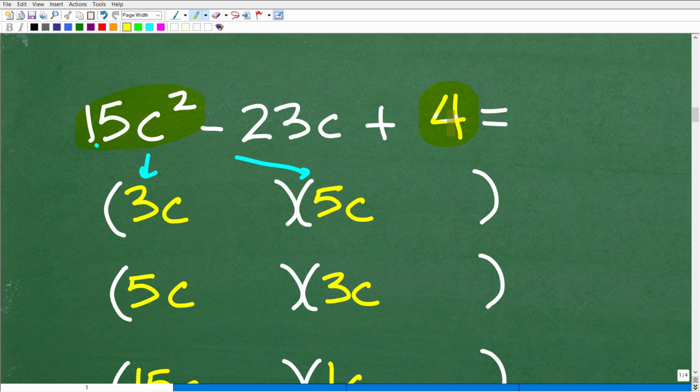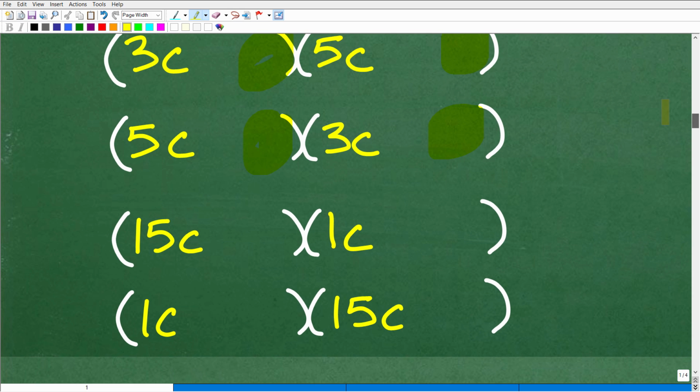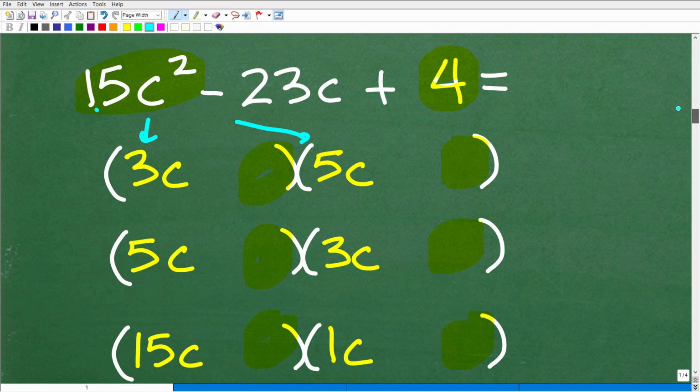And these are the first positions of these respective binomials. Then here I have 4. The factors of 4 are going to go in these positions, okay, right here. And now I have to try to figure out what combination of all of these, plus I have to do the signs, such that when I multiply these together, I'm going to get back to this quadratic trinomial.